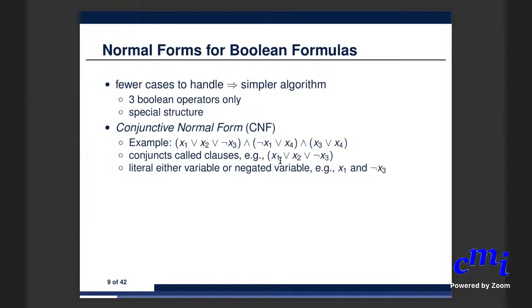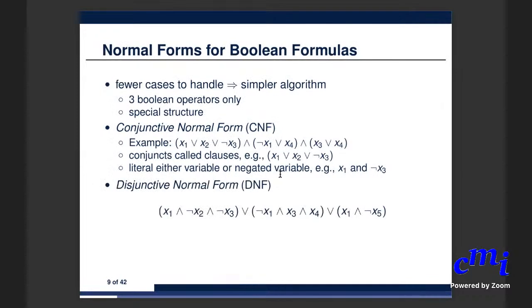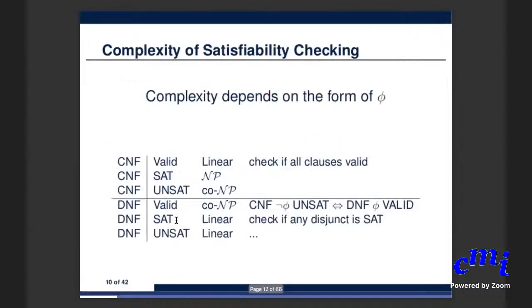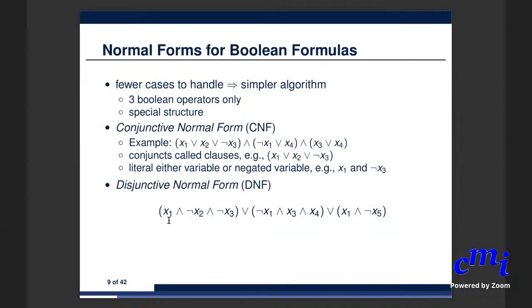Okay, these are called literals, and each of these conjuncts is called a clause. That is a conjunctive normal form. The dual of that is the disjunctive normal form, in which a formula is represented as a finite disjunction of what are called cubes. A cube is a conjunction of a finite set of literals. That's disjunctive normal form.